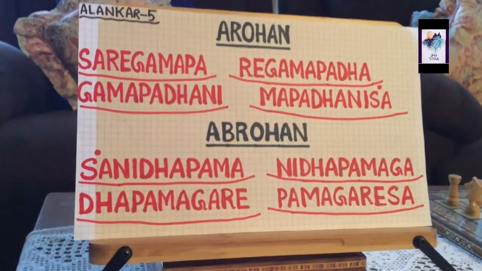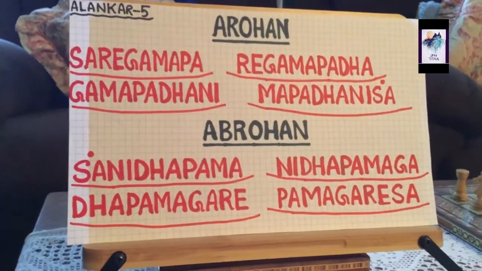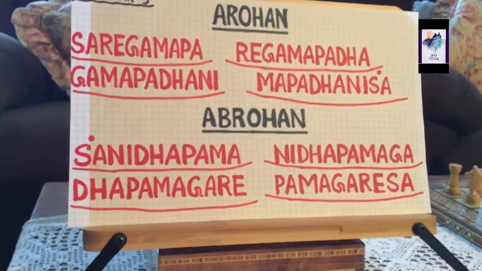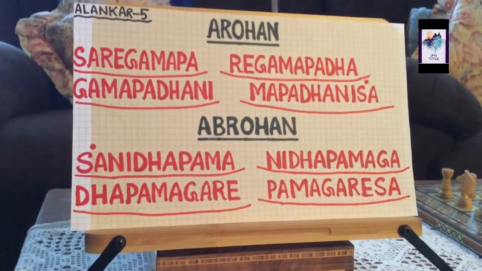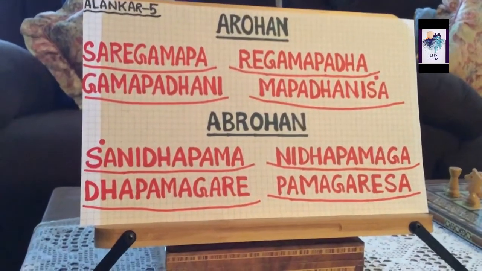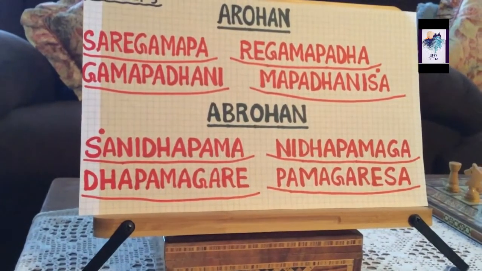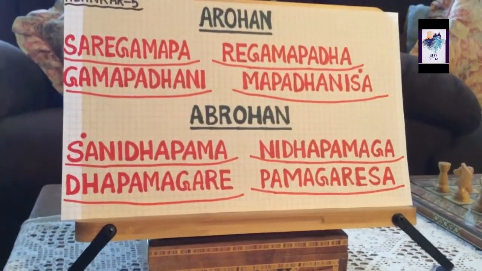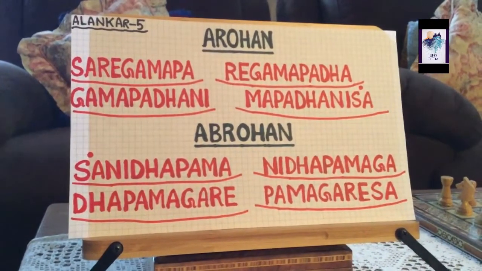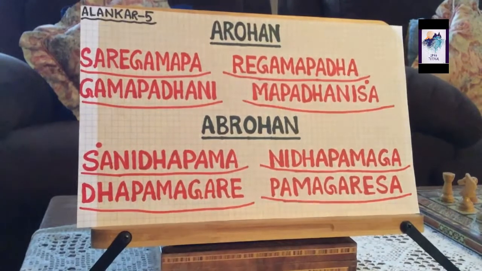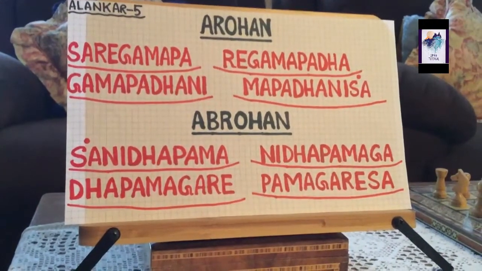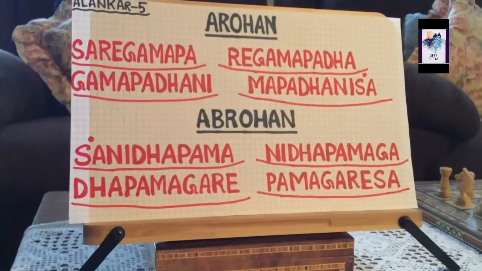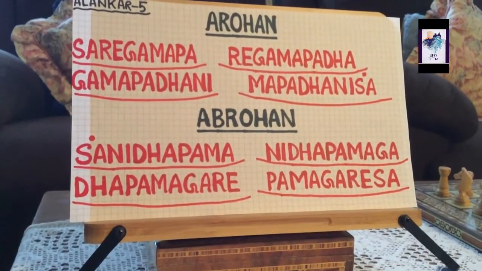Arohan: sa re ga ma pa, 5 notes in each beat. Re ga ma pa dha, ga ma pa dha ni, ma pa dha ni sa, Tara sa. Avrohan: sa ni dha pa ma ga, dha pa ma ga re sa. It's almost correct because Taar Saptak Sa has 2 dots and there is a curve under each beat.